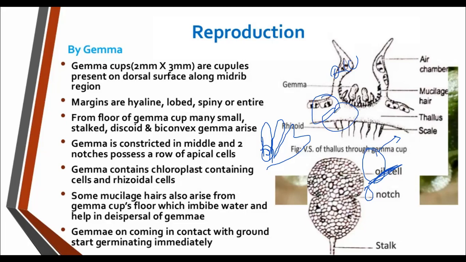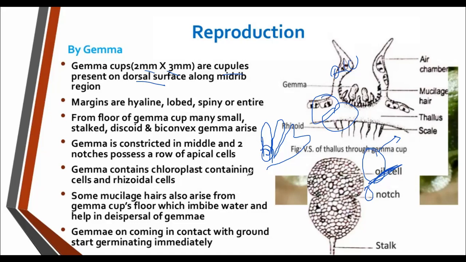What is the size of this gemma cup? Gemma cup is around 2 millimeters to 3 millimeters in its size, and they are encapsulated, and they are present on the dorsal region. As I told you, these gemma cups are found on the dorsal region, and these are developed in the midrib regions of the thallus.